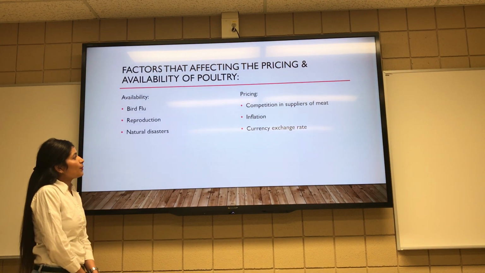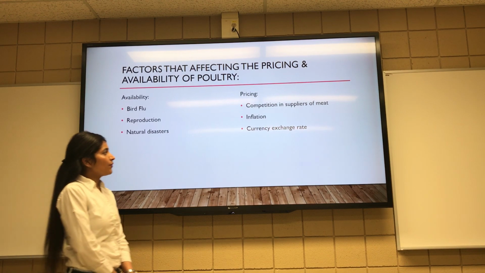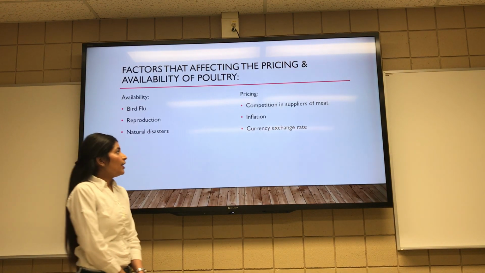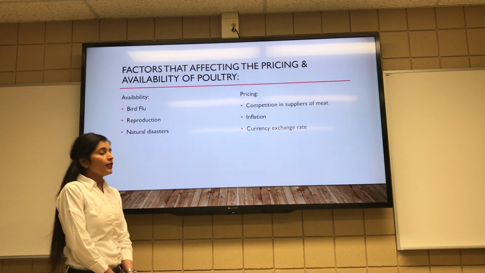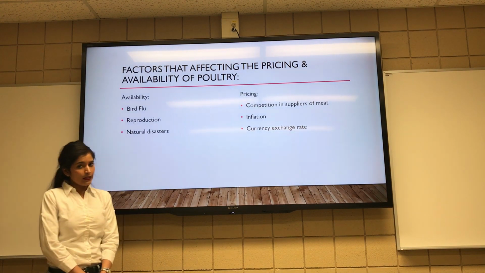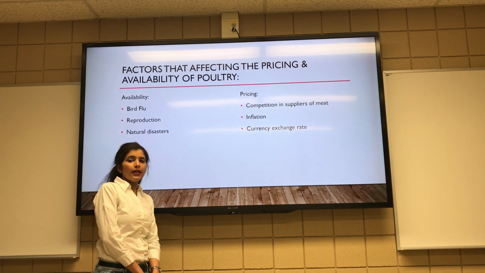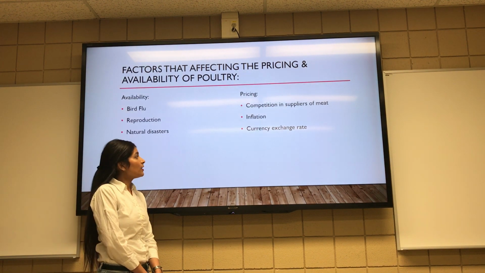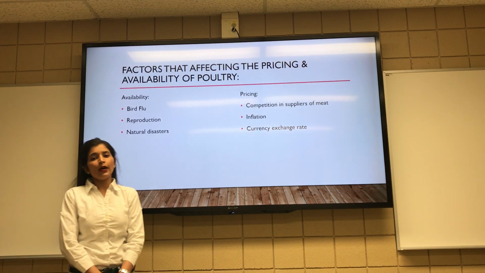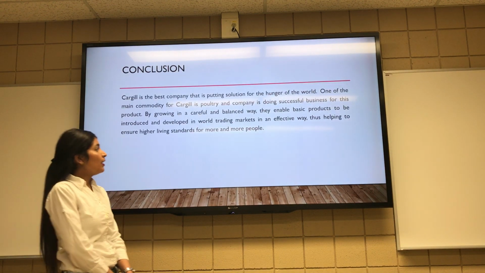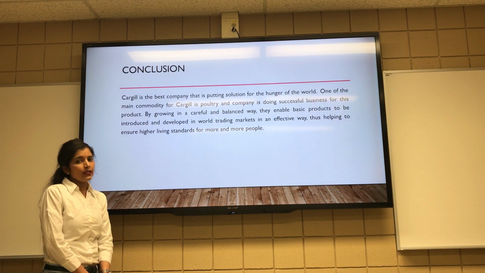Then talking about pricing, there are three factors: competition, inflation and the currency exchange rate. If there is competition, like price fixing among the suppliers, then there will be an increase or decrease in the pricing. If inflation increases, then the price will increase again. If there is a currency exchange rate, like Cargill buying poultry from a different, international supplier, then the price will increase.